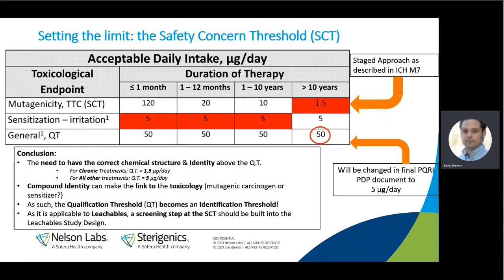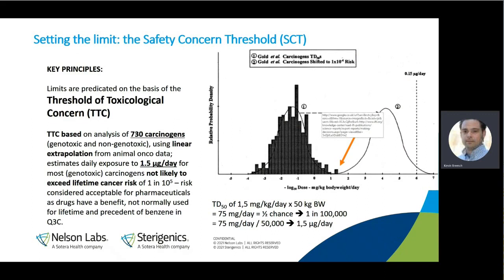It's an old study of Gold et al. They put together 730 carcinogens, and they made an evaluation that 1.5 micrograms per day for most genotoxic carcinogens is not likely to exceed a lifetime cancer risk of 1 in 100,000. Where is this coming from? Or how can we calculate this back to a TD50 value, because this is what is used.